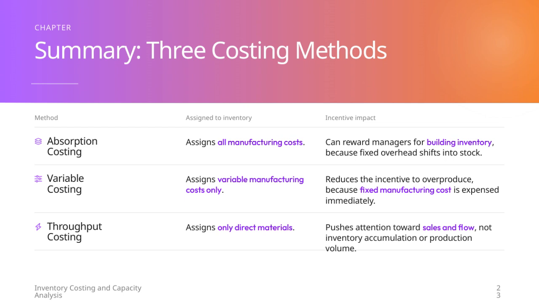Lastly, throughput costing assigns only direct materials to inventory, which shifts the focus towards sales and the flow of products rather than on accumulating inventory or increasing production volume. Each method has its own implications, especially in terms of how managers are incentivized to handle production and inventory.